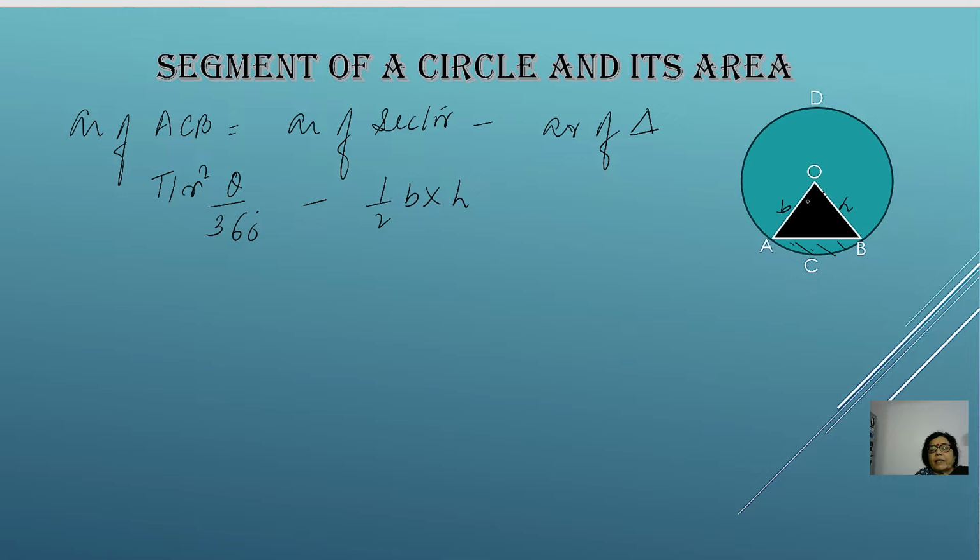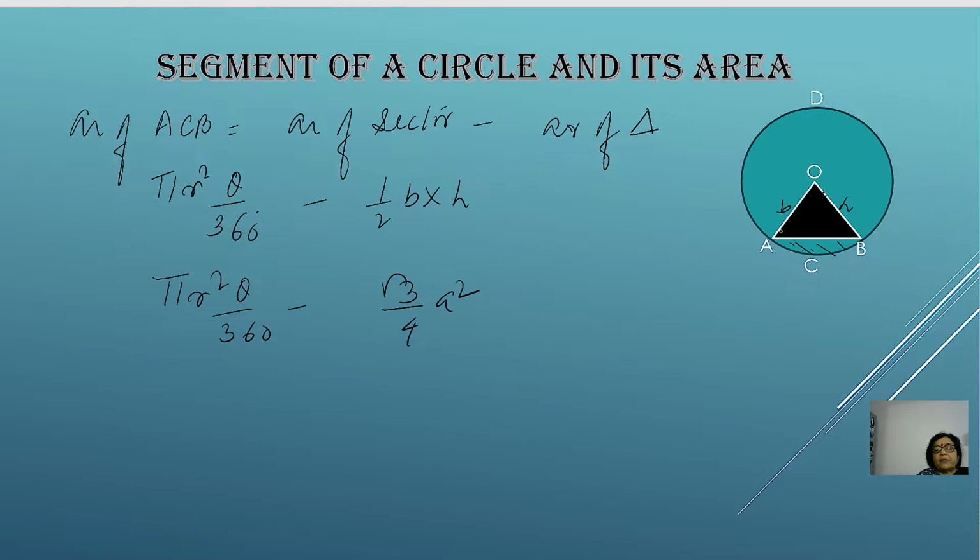If we have an angle of 60 degrees at the center, then automatically this triangle AOB becomes an equilateral triangle. So in this case, we get the formula pi r square theta by 360 minus root 3 by 4 into a square. This is the formula for area of an equilateral triangle. How do we get this as an equilateral triangle? If this is 60 degrees, these two angles automatically will be equal because these are the radii, as I said earlier. So each angle becomes 60 degrees and it is an equilateral triangle.